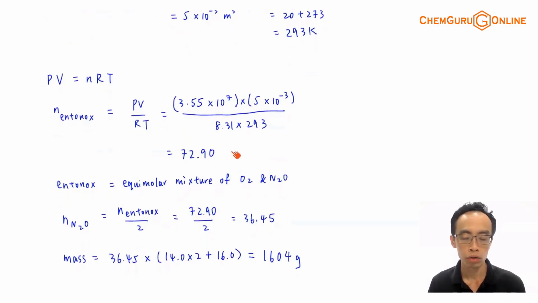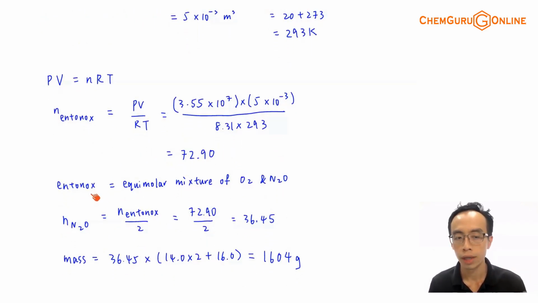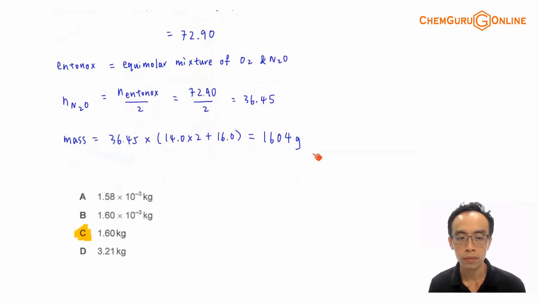Once we have that, and the question did tell me that your ethanox gas is an equimolar mixture of O2 and N2O, which means that the number of moles of these two are the same. So the mole of N2O will be whatever we've determined previously divided by 2, 36.45 moles. Once we have the number of moles, all we need to do now is multiply the number of moles by the molar mass of N2O, and I'll be able to determine the mass of N2O, 1604 gram. The options A, B, C, D are given in terms of kg. Obviously, the answer to this question will be C, 1.60 kg.